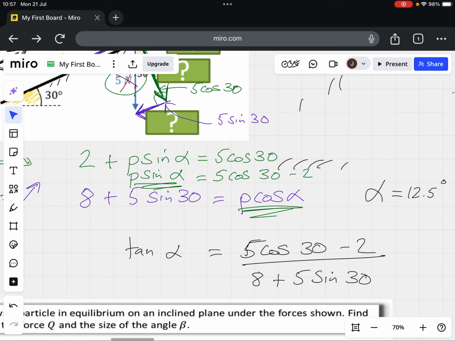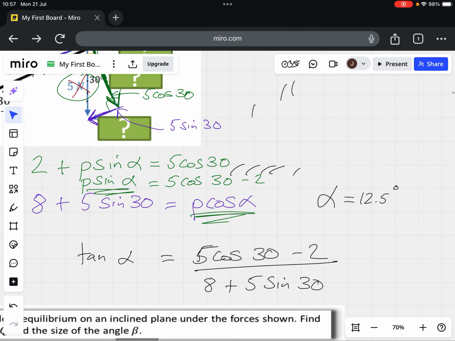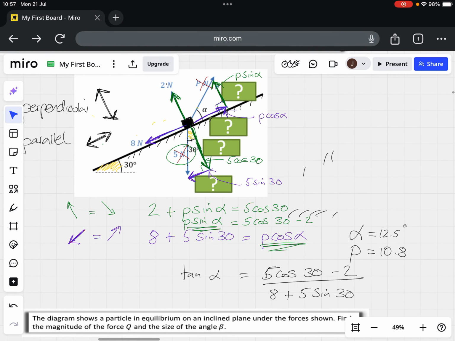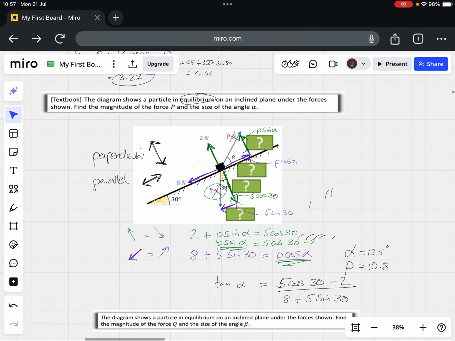So notice that the yellow ones in the question were the same, but alpha was different, okay? So I can get my value for alpha there. And then if you sub alpha back in, you should find that P is equal to 10.8. Okay, I'm not going to go through substituting that. You're more than capable of doing that. The key idea here, though, is that we break things into perpendicular and parallel.